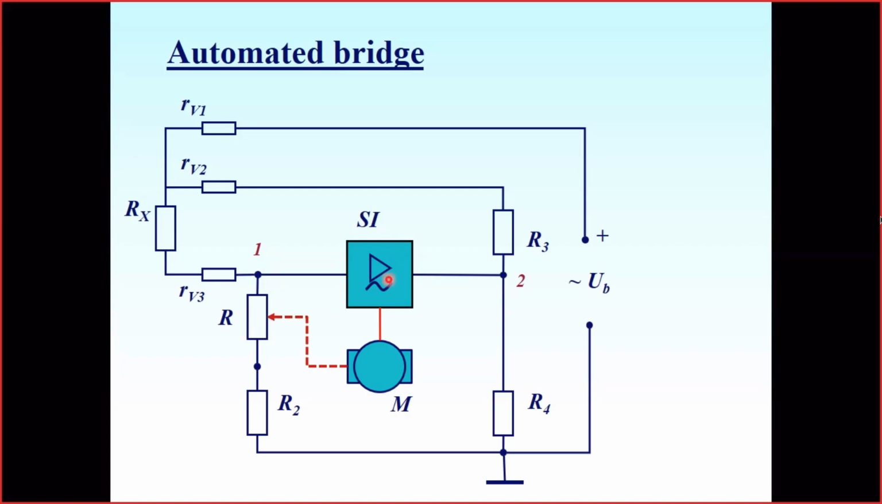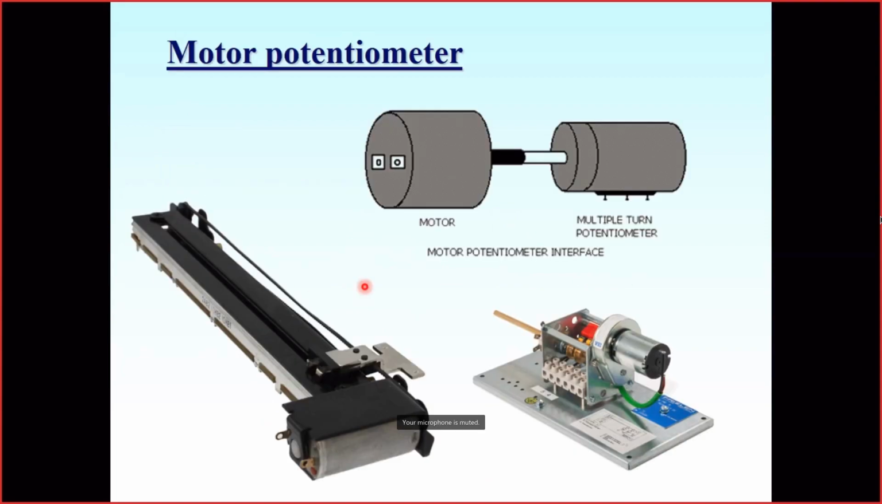In this way, we just take this input from the bridge, measure it, digitize it, convert it to digital form, and provide this as input data for the processor. The processor provides some control algorithms that change this resistance to get negative feedback, to reduce this voltage. So this is the idea of the automated bridge.